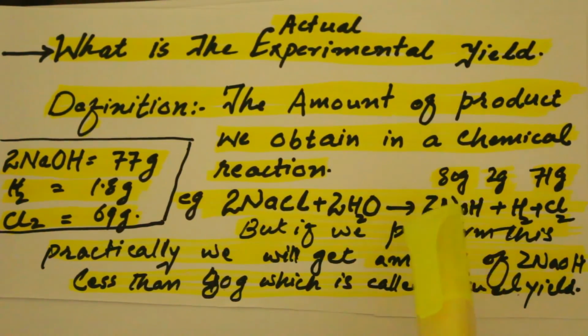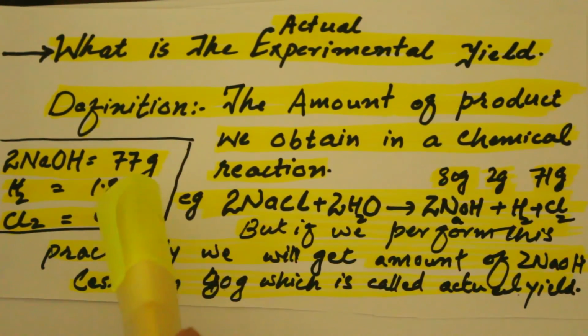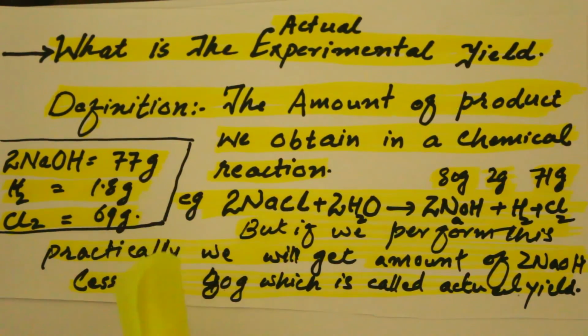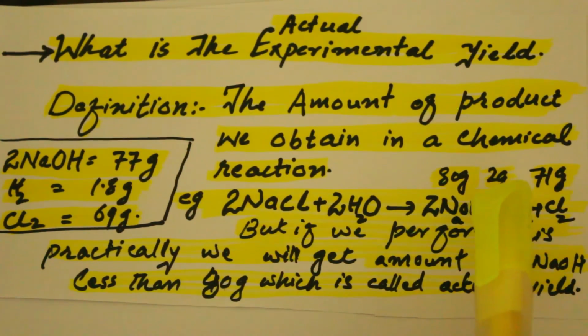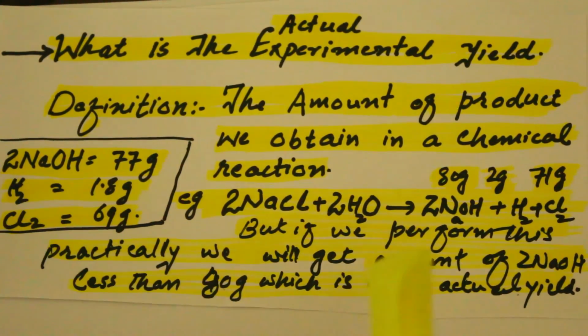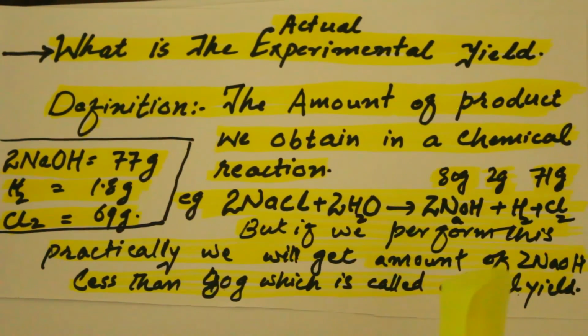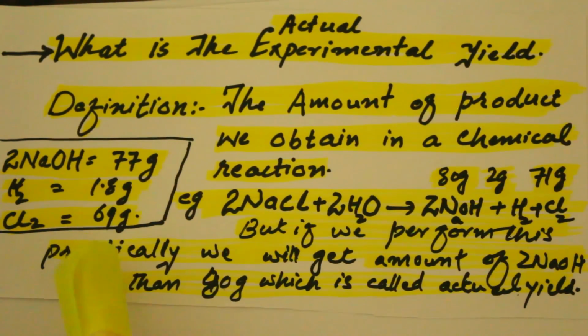In this case, the theoretical yield of sodium hydroxide is 80 grams, while the experimental yield is 77 grams. In the same way, the theoretical yield for hydrogen is 2 grams, but the experimental yield for hydrogen is 1.8 grams. In the same way, the theoretical yield for chlorine is 71 grams, while it is 69 grams for Cl2 in the experiment.